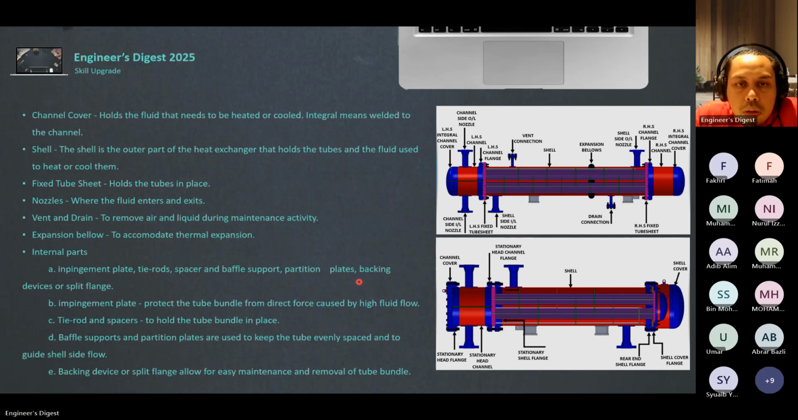Then we have a partition plate. This is a partition plate. Then we have a backing device. If we have a backing device, it means it is a floating head. This one is a backing device.